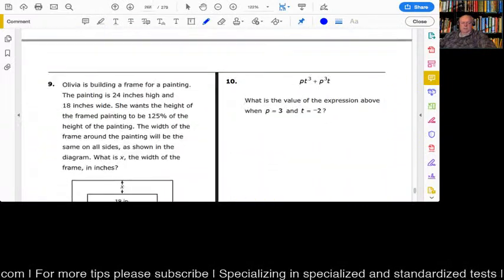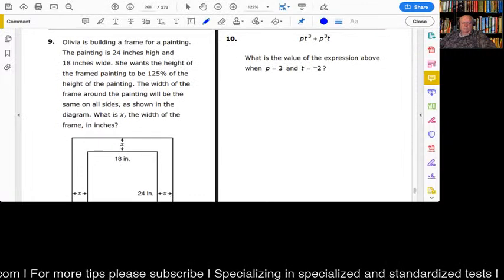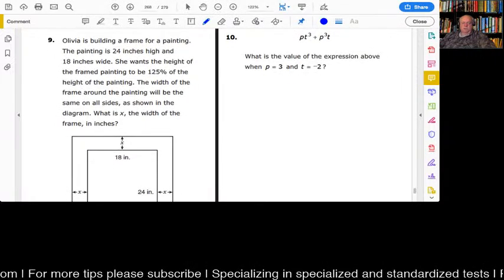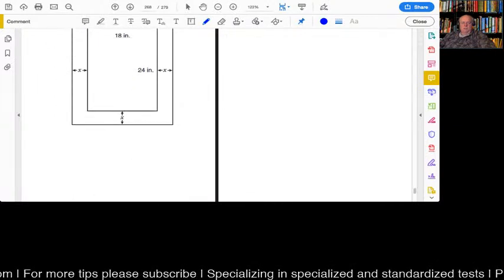Where's 9? Let me do 10 first, because it's showing on the screen, and I'm going to end up writing there. I'll use the white space underneath it.